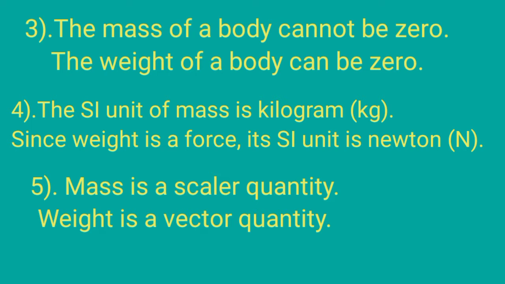And fifth, mass is a scalar quantity and weight is a vector quantity. We know that a scalar quantity has magnitude only. Mass has magnitude only, that's why it is called a scalar quantity. And weight is a vector quantity because weight has magnitude as well as direction, meaning it is described with the help of two parameters, while mass, a scalar quantity, is measured with only one parameter. That's why mass is a scalar quantity and weight is a vector quantity.